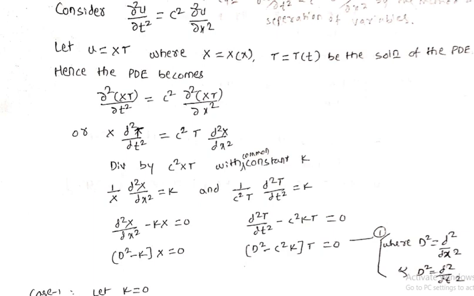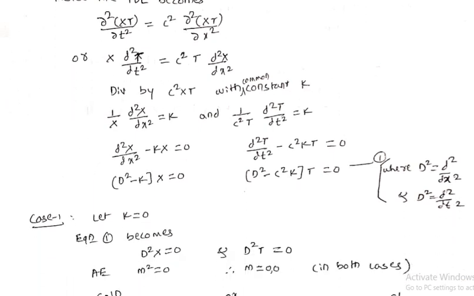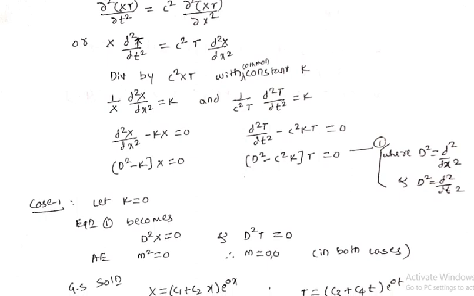Now we use the three cases one by one: substituting k equal to 0, k equal to plus p square, and k equal to minus p square. So let us start with case number 1.